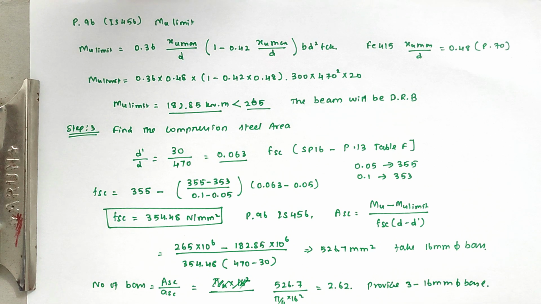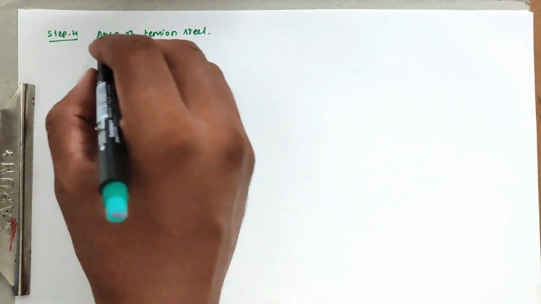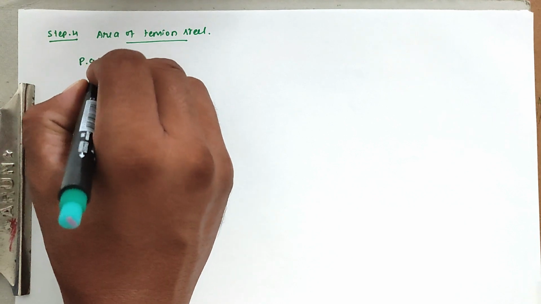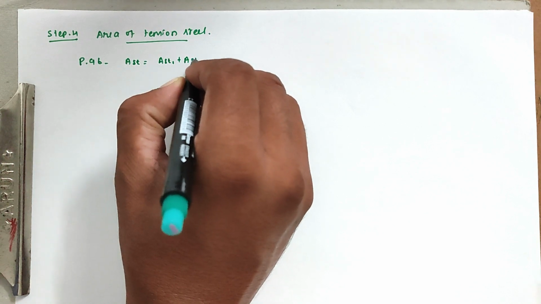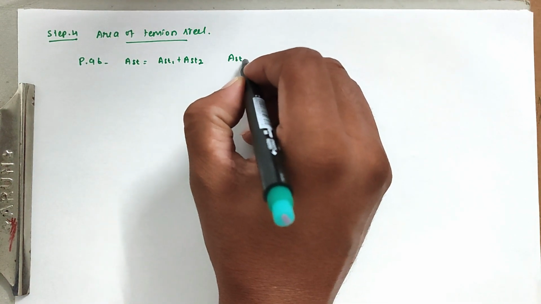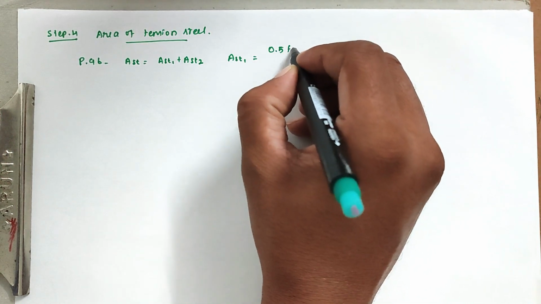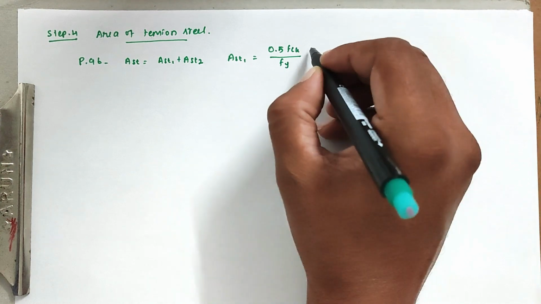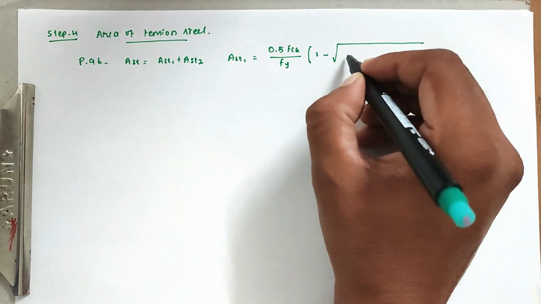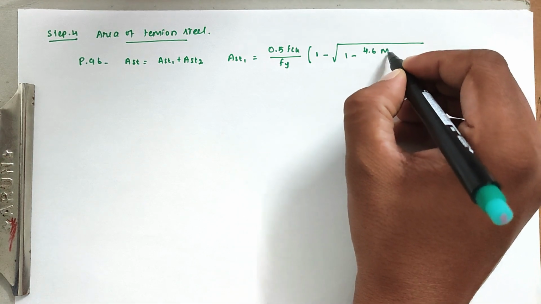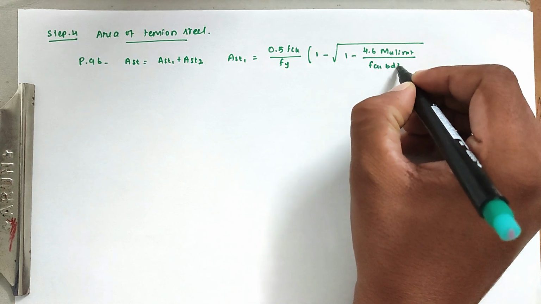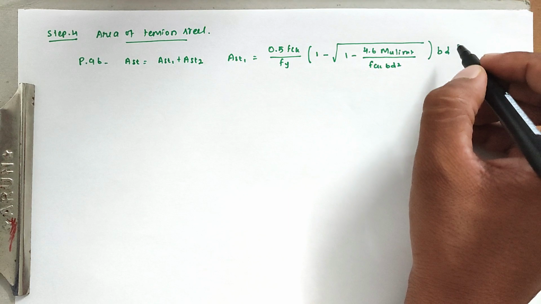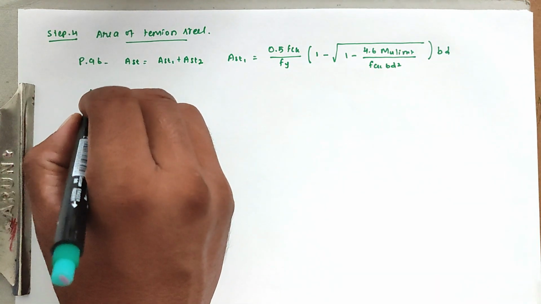Next thing, we have to find out the tension reinforcement. Now we have to find out the area of tension steel. In IS 456 page number 96, we can take Ast equal to Ast1 plus Ast2. Now Ast1, the formula will be 0.5 fck divided by fy into (1 minus root of (1 minus 4.6 Mu limit divided by fck b d square)) into b into d. Okay, so now we can substitute all the values over here.